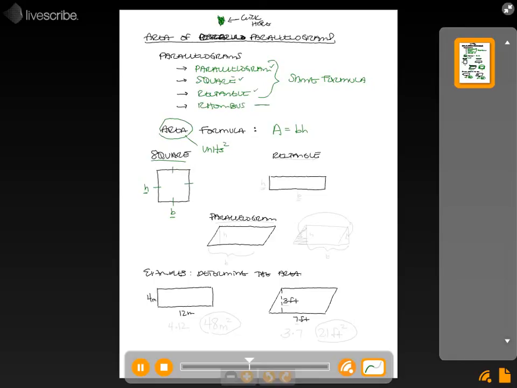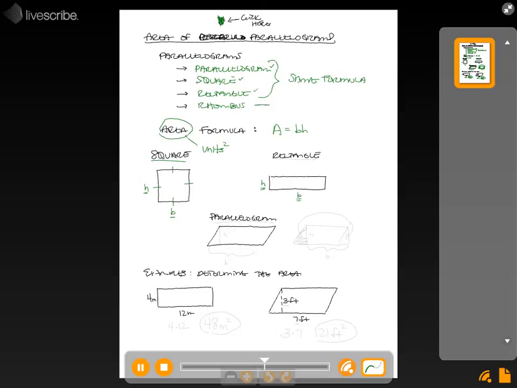All the sides would be the same. Now, one thing about a square is that the base and the height would be the same number. Since all the sides are the same, they have to be the same value for a square. So that's just a little extra tidbit, something to think about. For a rectangle, our height and our base would be about the same. They'd just be different numbers, unlike the square. One would be bigger than the other. And we'd multiply them together, and we'd get units squared for our answer.